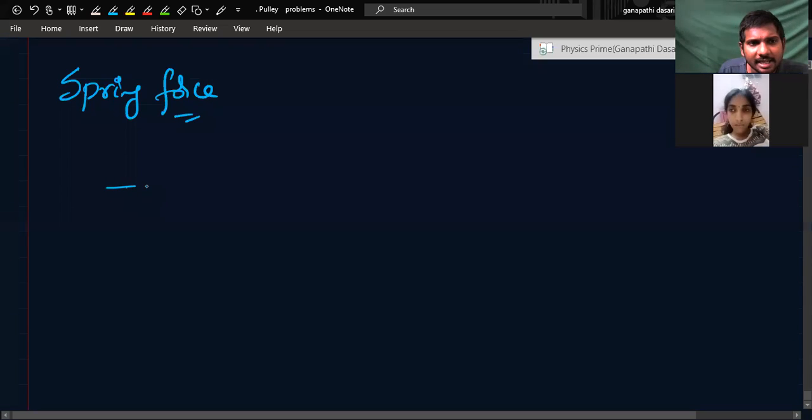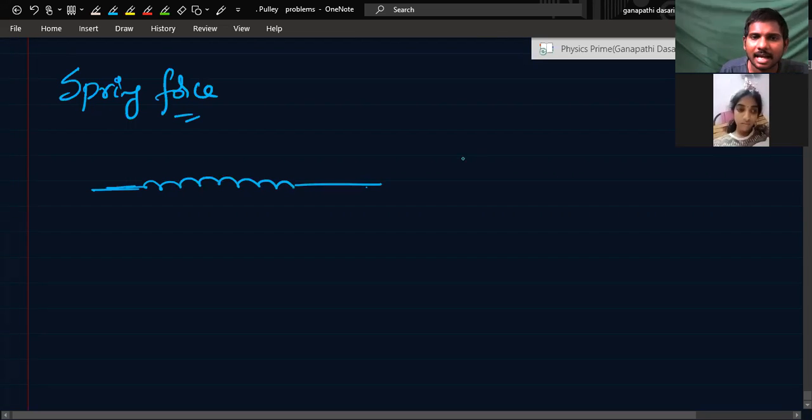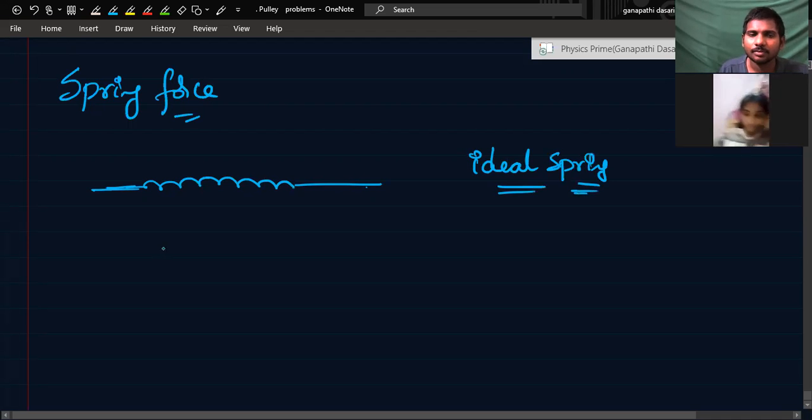If a spring is taken like this, I am taking an ideal spring, okay? If this ideal spring has this natural length, this is called the natural length, okay?